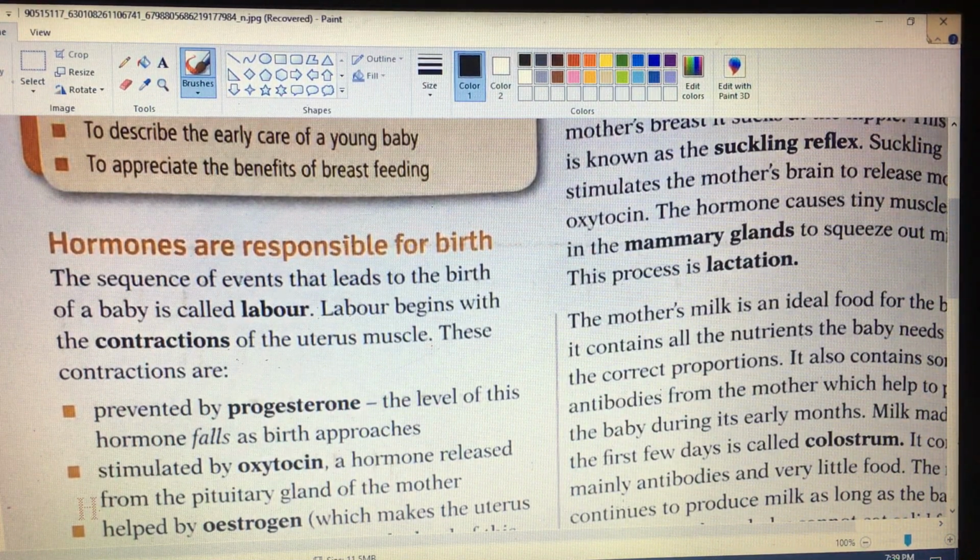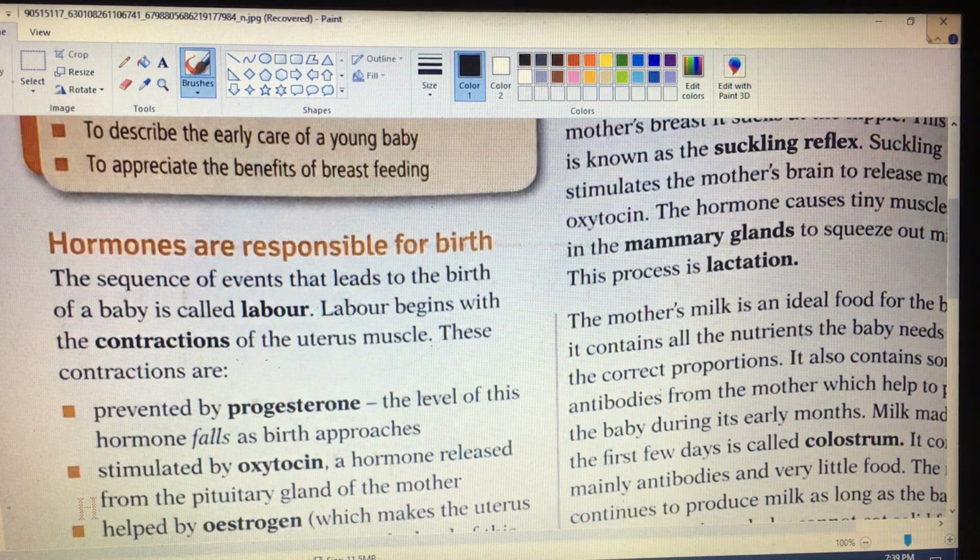Now after birth, the placenta comes away from the wall of the uterus and leaves the vagina. So we started before birth and during birth and now after birth. After cutting the umbilical cord, the placenta comes away from the wall of the uterus and leaves the vagina. Okay.